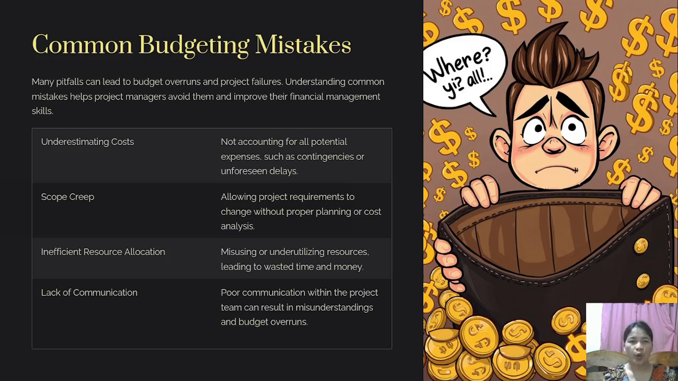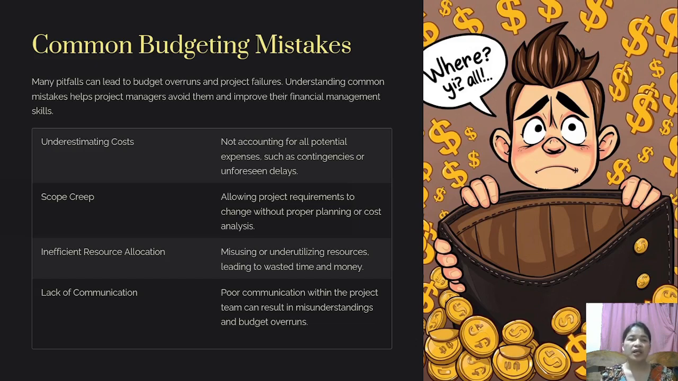Second is scope creep. We already defined what scope creep is. It is allowing project requirements to change without proper planning or cost analysis. For example, there's a change in management or the stakeholder is requesting an additional feature, additional material, or the stakeholder changes the original material that is to be used, which is more costly than the original one. So unexpected changes will also lead to unexpected cost, which greatly affects the resources.